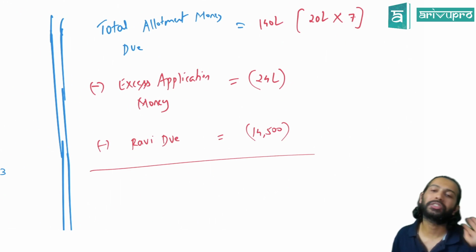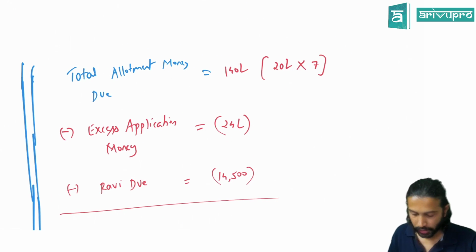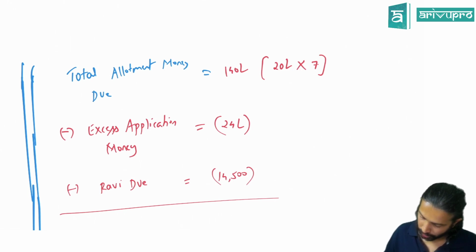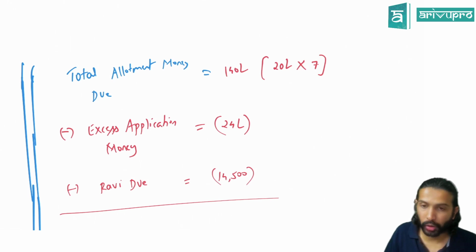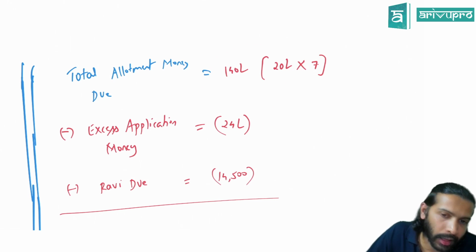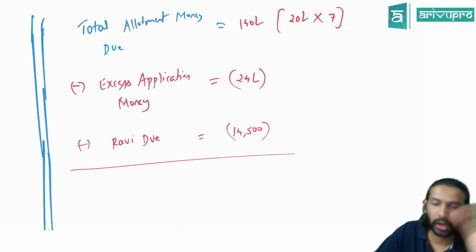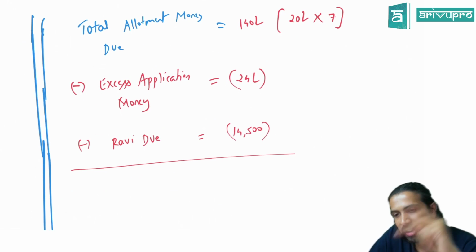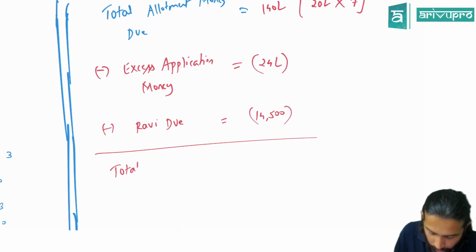Means balance guys paid. From 140 lakh, first you will adjust 24 lakh. So 140 minus 24, if you adjust, how much are you going to get? 140 lakhs minus 24 lakh, you're going to get 116 lakh. So the company expected shareholders to pay 116 lakh as allotment money. But in that, Ravi did not pay 14,500 allotment money. That means balance guys paid. The balance is nothing but total allotment money received.